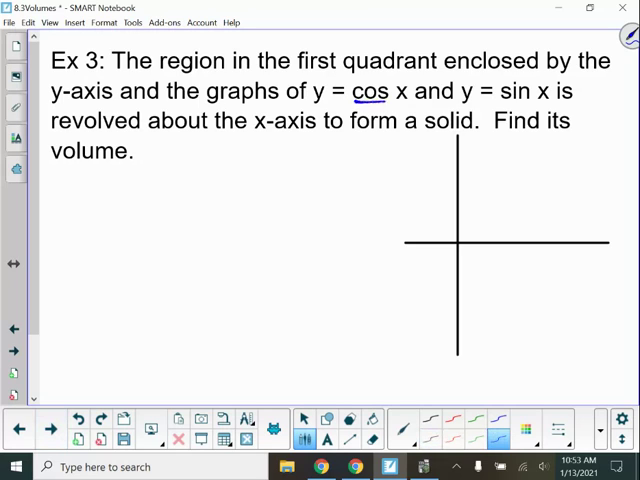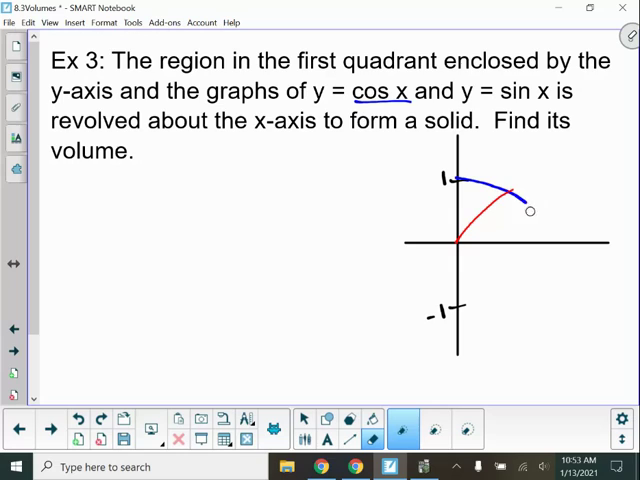So I'm going to graph my cosine of x. Cosine of x, here's my 1, my -1. So cosine of x is going to come down kind of like that. Sine of x comes through the x-axis and comes up like that. So I'm actually going to get rid of all of this excess stuff because I know that I'm bound by the y-axis. So there's my y-axis.